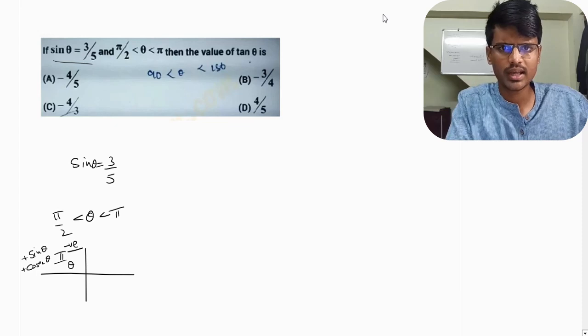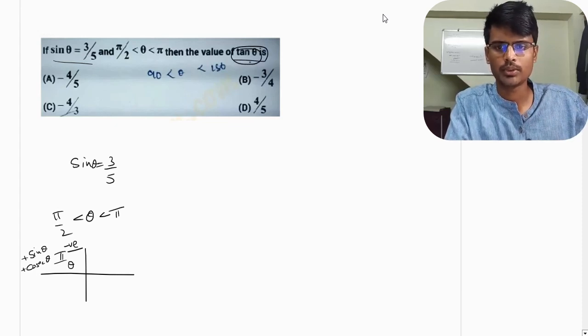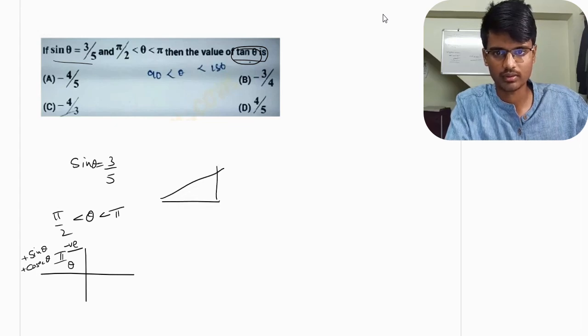They are asking us what is the value of tan theta. So we know tan theta will be negative. Okay, so sine theta is 3 by 5. Let me draw a triangle. Let me take this theta. Let us take this as 3 and this as 5. So this side, using the Pythagoras theorem, we can find out it is 4, right?